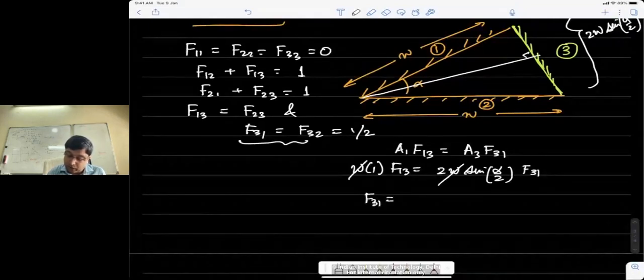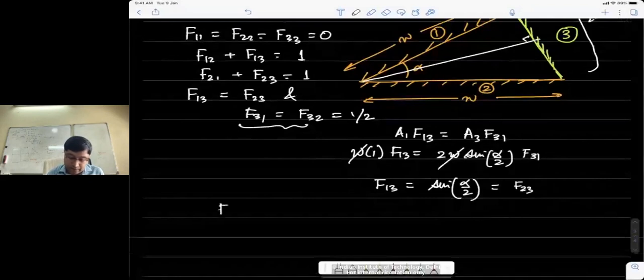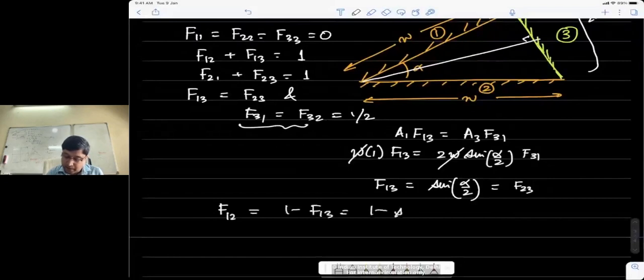to be f1, sorry, not f31, sorry, f13. We get f13 to be f31 is half, so we just get this as sine of alpha by 2, and that would also be equal to f23. And so f12, sorry, f13 is over, so f12 should be 1 minus f13, and that is equal to 1 minus sine alpha by 2, which is what we actually had to determine in the first place.